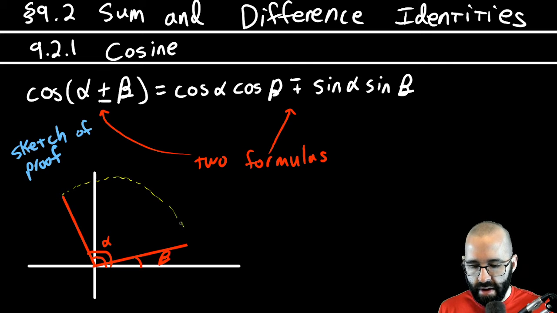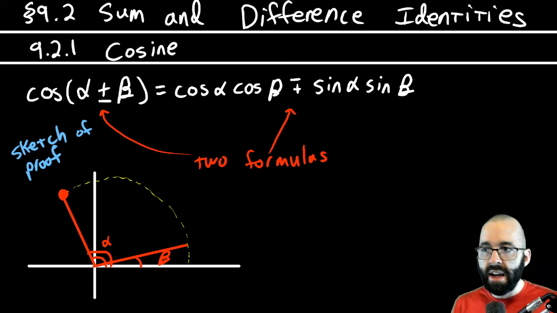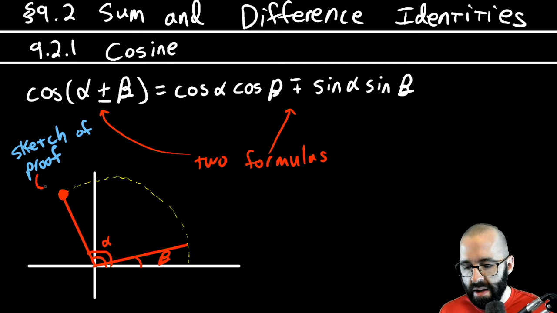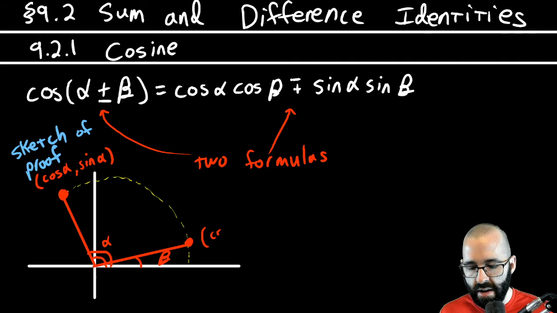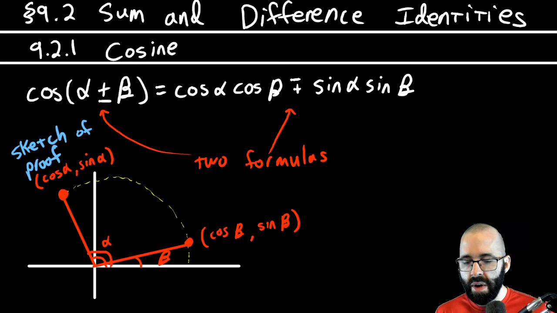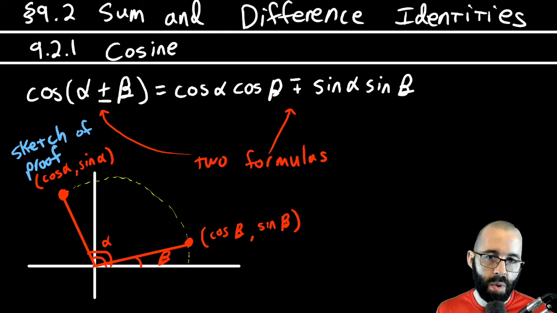We can think about them as points on a unit circle, and there's going to be a red point here. We know how to find the coordinates of this, right? We learned that the x-coordinate of a point on the unit circle is the cosine of that angle. So this red point here is just the cosine of alpha, comma, the sine of alpha. And similarly, we could do the same thing here, right? This is the cosine of beta, comma, sine of beta. They're both on the unit circle. And so one of the things that we're going to look at is the distance between these two points.